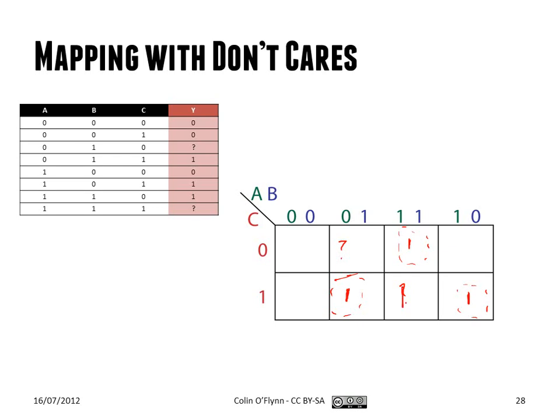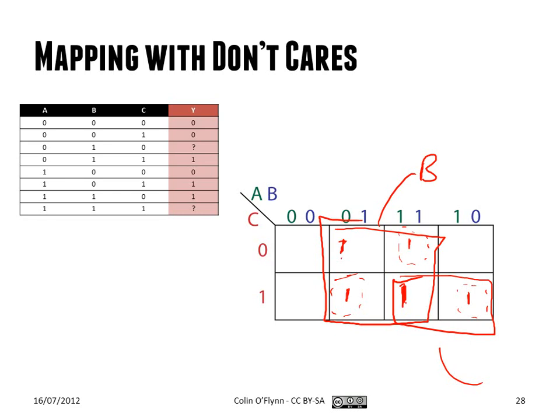But if we make these ones, because the user doesn't care what the output is, so we make it a one, you then get a group of four and a group of two. So instead, now we just have two literals, and this literal, for example, is just equivalent to B, because that's the only constant, B is 1. And then this literal, you can see, is A ANDed with C. So now we've greatly simplified our implementation.